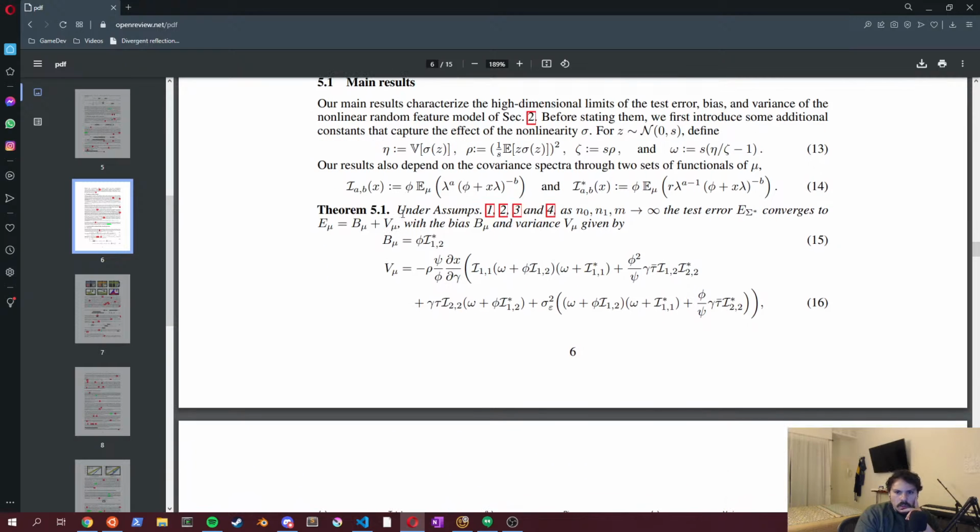So theorem 5.1. Under assumptions 1, 2, 3, and 4, as the input size, hidden size, and number of examples go to infinity, the test error E sigma star converges to E mu, which is B mu plus V mu, with bias B mu and variance V mu, given by bias is phi times I star 1, 2, and V is this complicated mess.